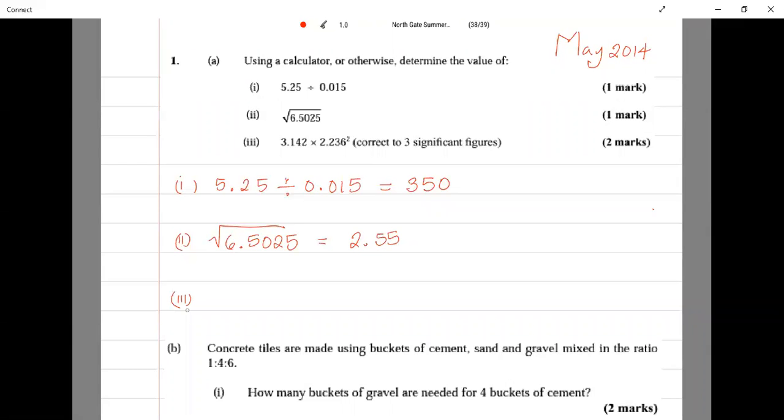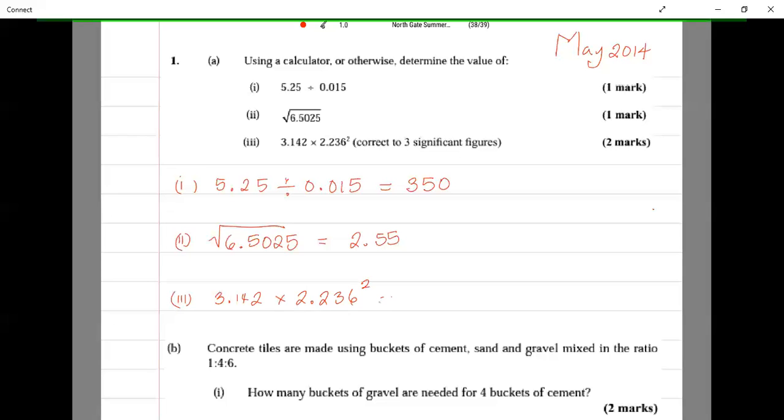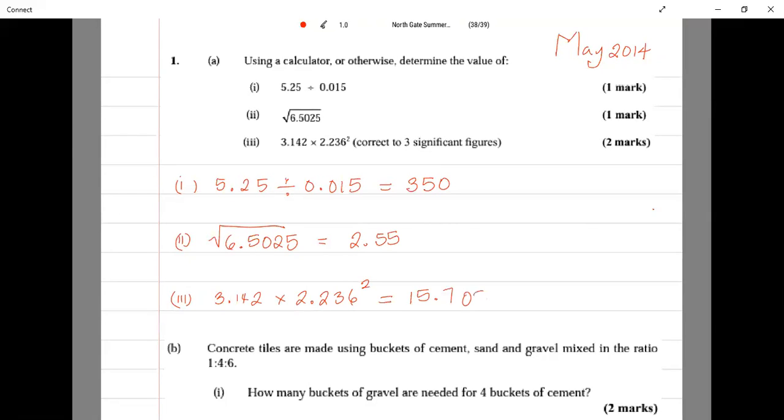All right, and we're to write our answer correct to three significant figures. So this is 3.142 multiplied by 2.236 squared. Let's just put that in the calculator. We have 3.142 times 2.236 squared. And we're to write our answer to three significant figures. So our answer is 15.70904. Let's stop it there.